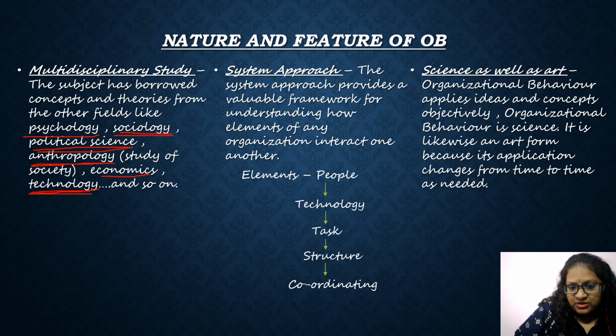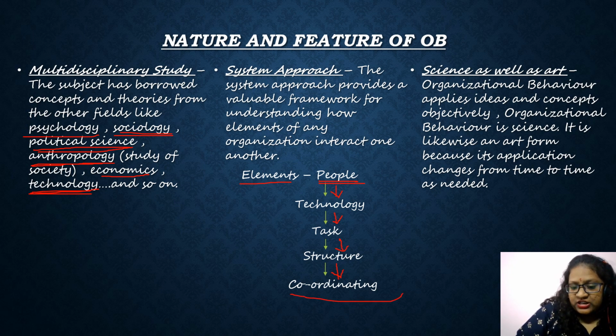The system approach is defined as: the system approach provides a valuable framework for understanding how elements of any organization interact with one another. For example, these elements would be people. Now these people are adopting various kinds of technologies, and they have been given their own tasks which are to be performed. And then comes the structure, that is the different levels of management. And then comes the coordinating. Now how are these different levels of management coordinating with each other?